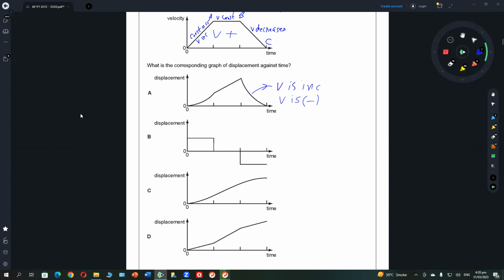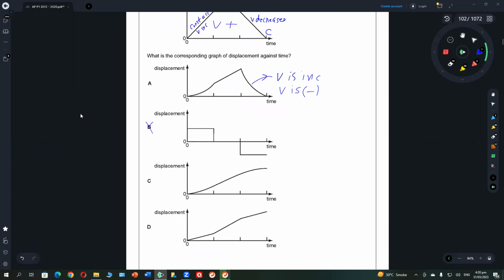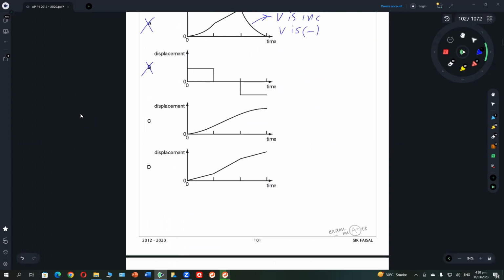Second part, you can see B has an issue. He's showing negative displacement. If it would be a negative displacement, the object must have taken a U-turn and gone back, but the source graph does not show a U-turn. Now C and D are the options.